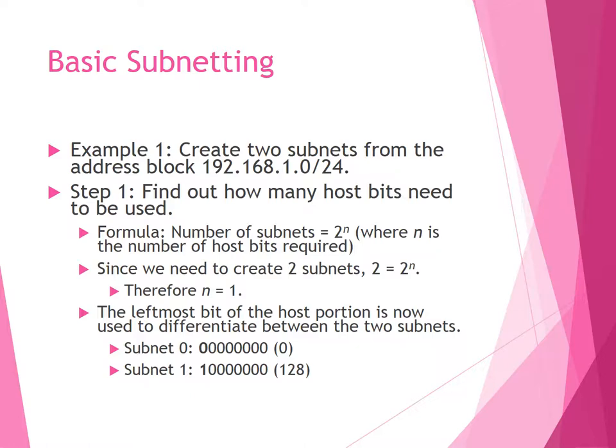Basic subnetting, Example 1. Create two subnets from the address block 192.168.1.0/24. Step 1: Find out how many host bits need to be used. Formula: number of subnets is 2^n, where n is the number of host bits borrowed. Since we need two subnets, 2 equals 2^n, therefore n is equal to 1. The leftmost bit of the host portion is now used to differentiate between the two subnets. Subnet 0 is 0 and subnet 1 is 1.